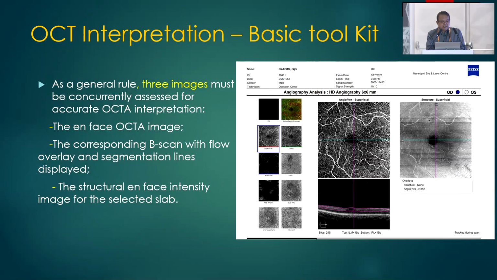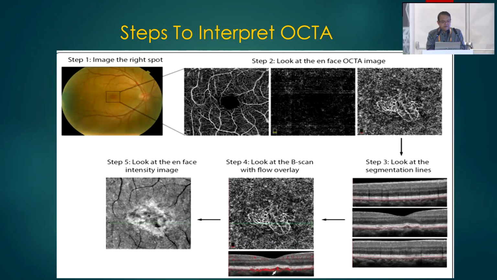Coming to the interpretation of the OCTA images, there are three images here. One is this en face image. This is the structural image, and these are the B-scan images with flow overlay, where you can see the flow in the blood vessels.